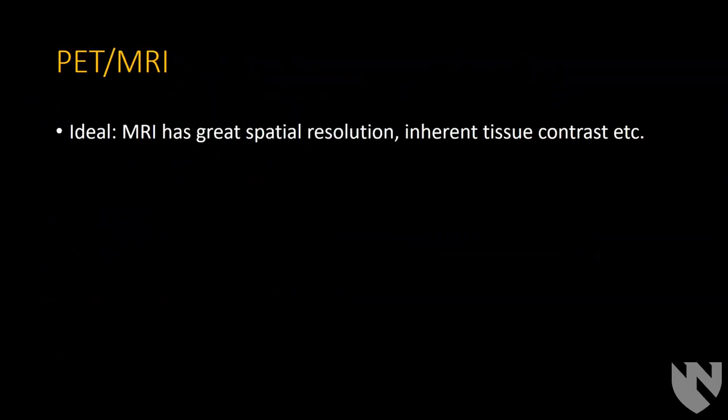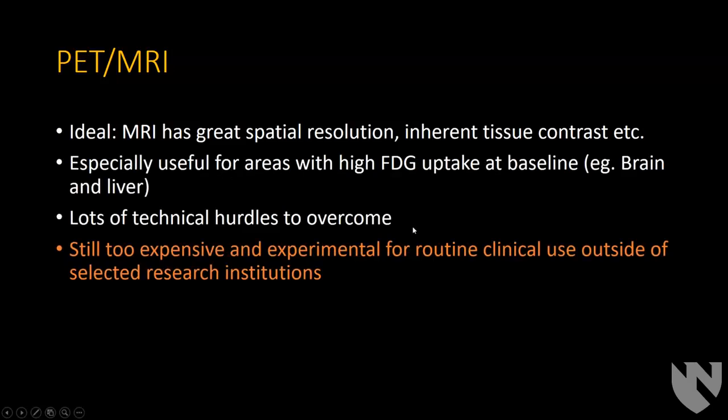PET MRI is a really great idea in that a lot of cancers are best characterized with MRI, which has really good tissue contrast and great spatial resolution. If you could combine that with PET, it can really help you determine where tumor is and where it's not, and help plan for surgeries. And in places like the brain and liver, it should be really good.